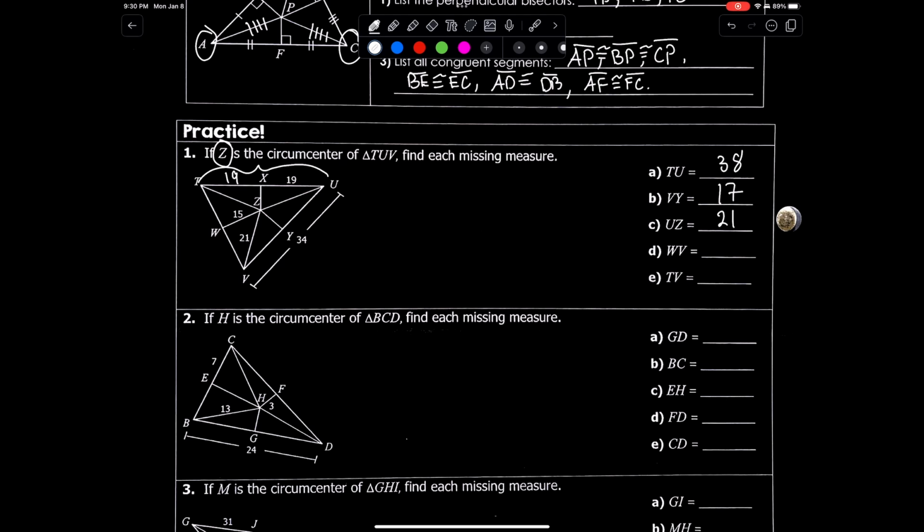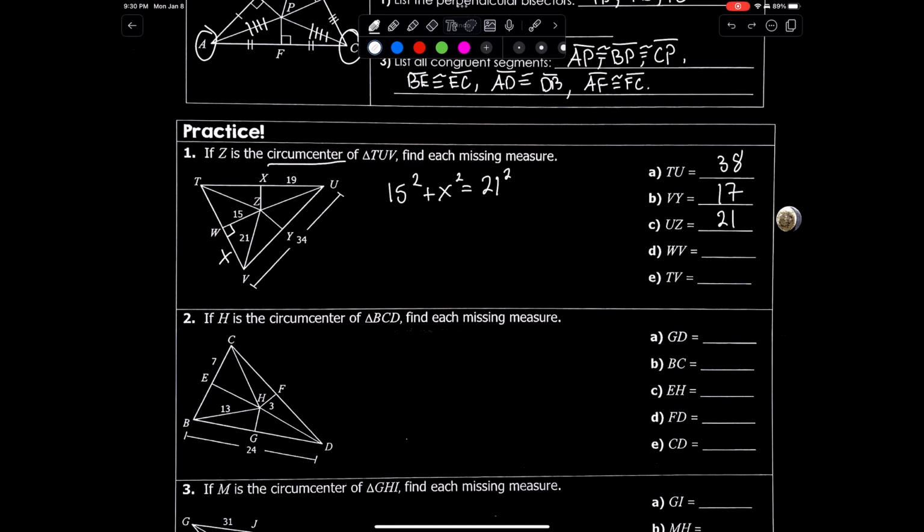Now take a look. If Z is a circumcenter, let me erase all this other stuff. We don't need this right now. Z is a circumcenter right here. If it's touching the side of the triangle, it is a perpendicular bisector, which means we can have a right triangle, which means we can use the Pythagorean theorem. We're looking for WV right here. We don't know what it is. Put an X on it. And then we take the sides 15, X squared. And your hypotenuse is 21 because it's across from the 90. And then you're going to solve for X.